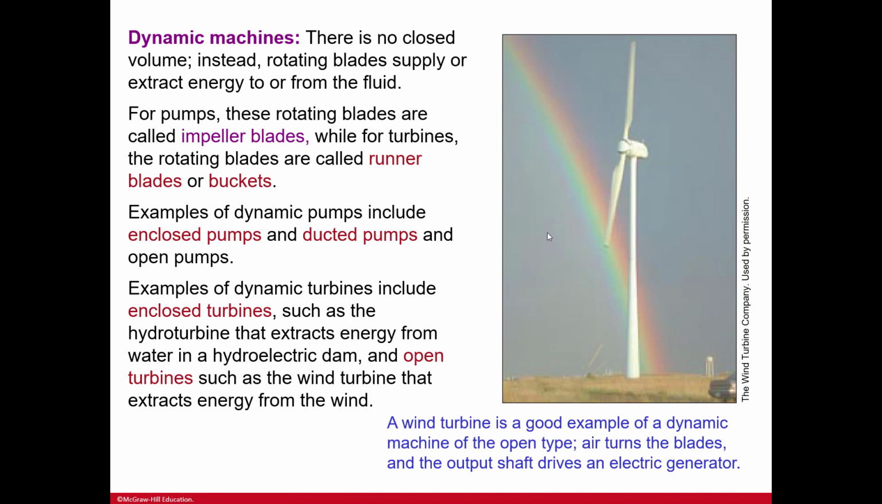Dynamic machines. There's no closed volume. Instead, rotating blades supply or extract energy to or from the fluid. So you can see this windmill. There is no closed volume, right? It's interacting with the atmosphere. It's interacting with its surroundings.